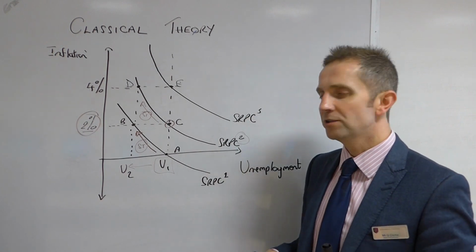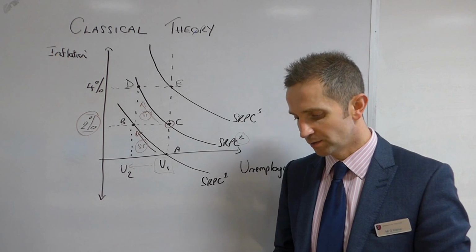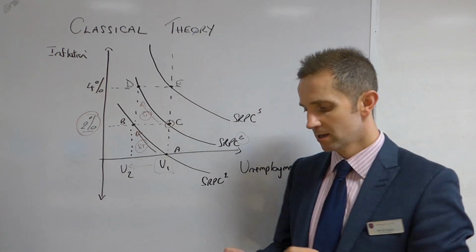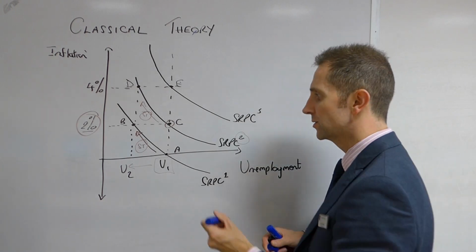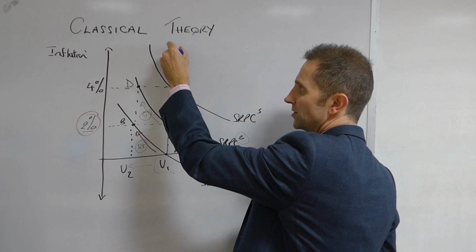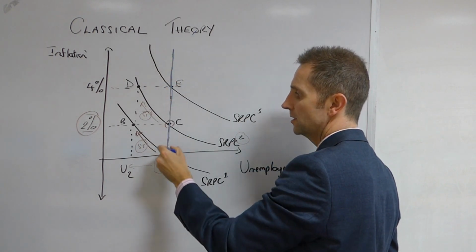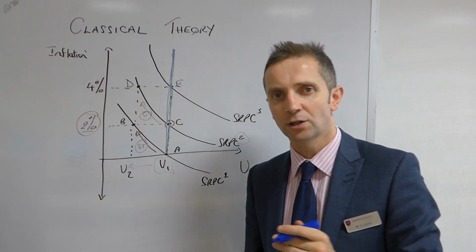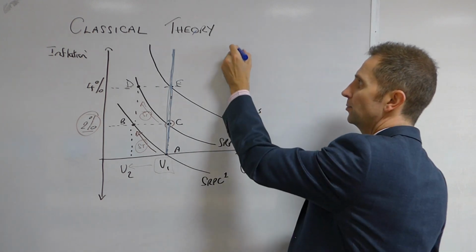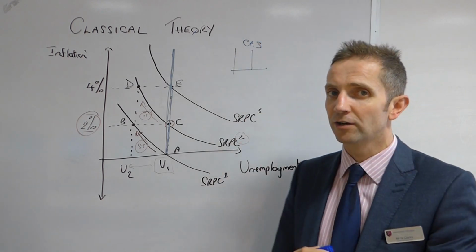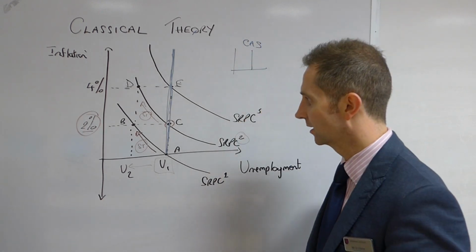Now, I hope that you can see a little pattern here, ladies and gentlemen, with respect to points A, C and E. And if we were to join those points together, A, C and D, and keep going, because this procedure would just keep going and going, you can see that we have a perfectly inelastic curve. Now, in my previous video, we talked about the classical aggregate supply curve being perfectly inelastic.